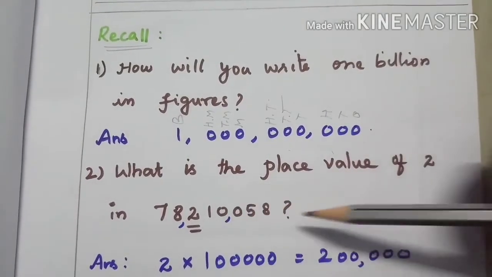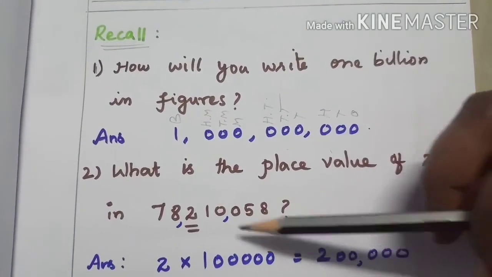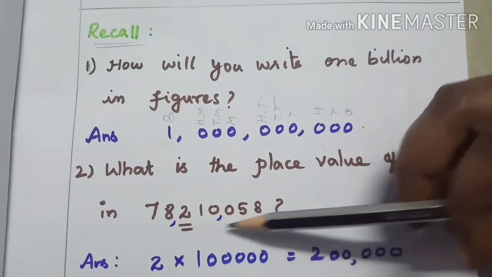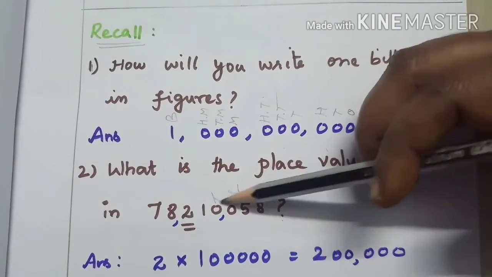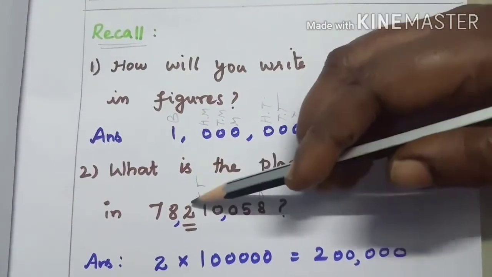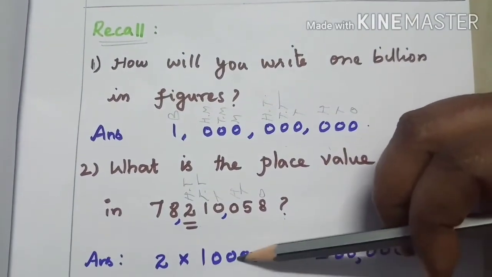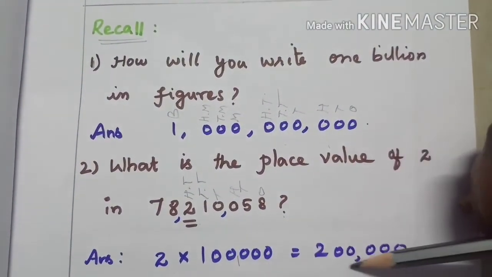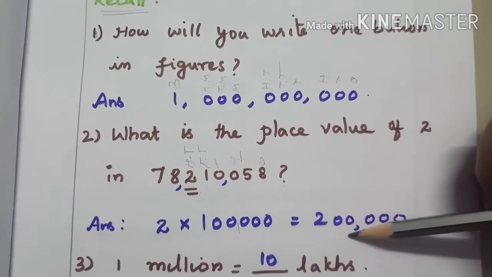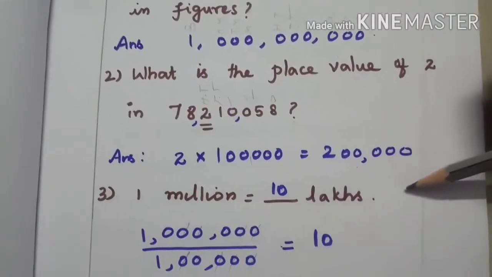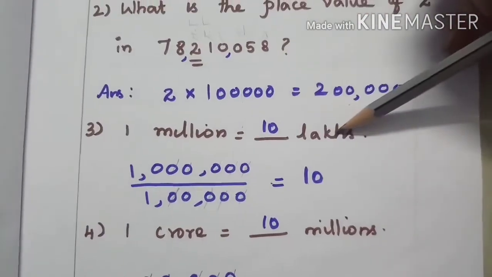Next you see, what is the place value of 2 in the given number? You see 2 is underlined. So starting from here: ones, tens, hundreds, thousand, 10,000 and 100,000. So the answer is 2 into 100,000, equal to 200,000.